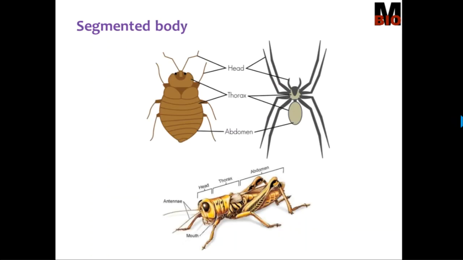Then they all possess a segmented body. The body is divided into different compartments or segments. In the case of insects, the body is divided into three major portions: head, thorax, and abdomen. Then again, these portions are further divided into several segments. The head bears several segments, the thorax bears several segments, and the abdomen also possesses many segments.